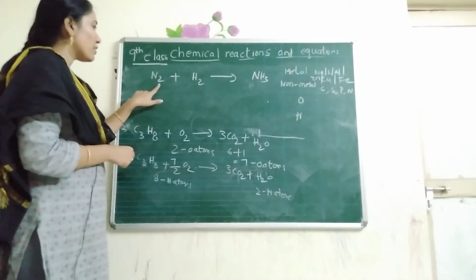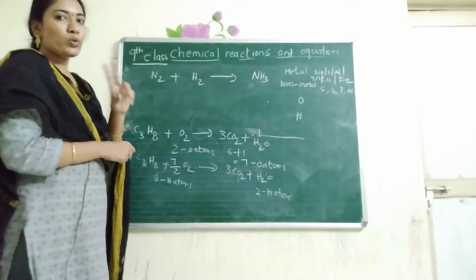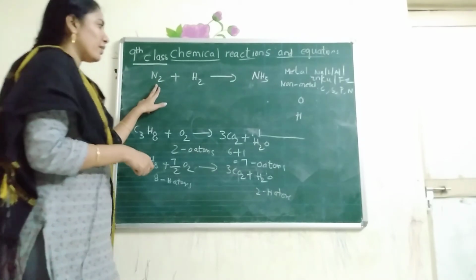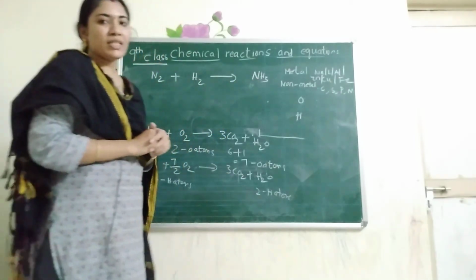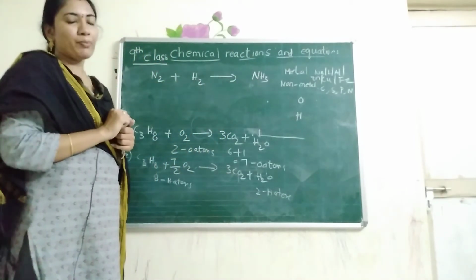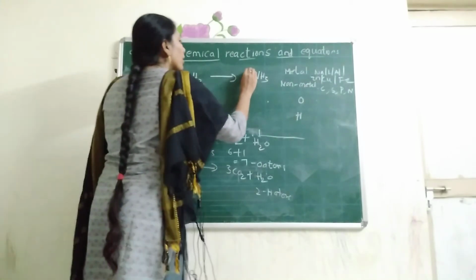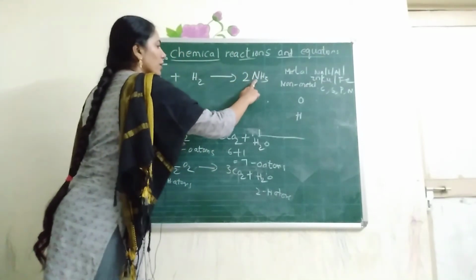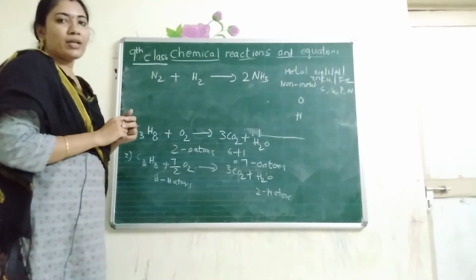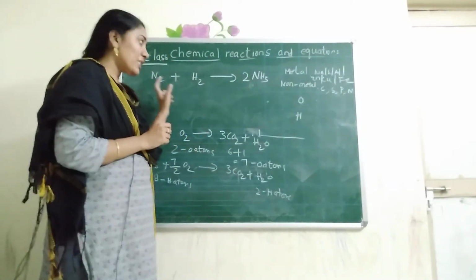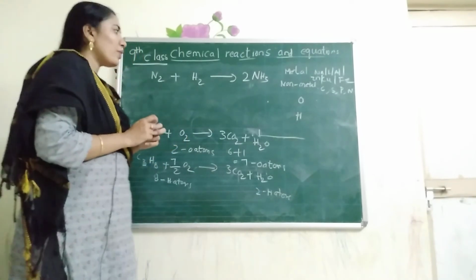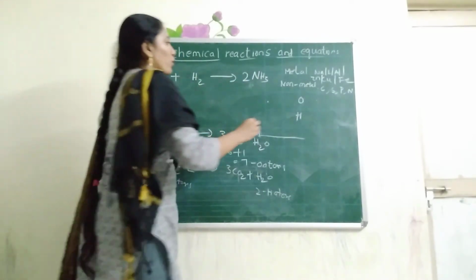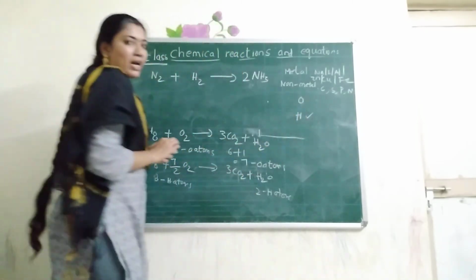How many nitrogens are on the reactant side? There are 2 nitrogen atoms on the reactant side. How many nitrogens on the product side? There is only 1 nitrogen on the product side. So I'm taking the coefficient 2 here. Now there are 2 nitrogens and 2 nitrogens, so the equation is balanced in terms of nitrogen. Then we go for oxygens, but in this equation there are no oxygens. The next step is to balance the hydrogens.